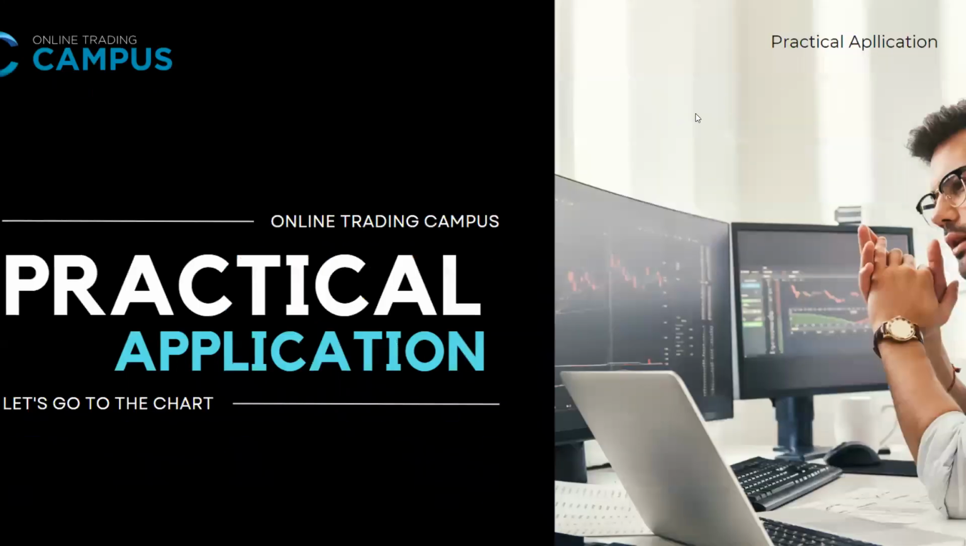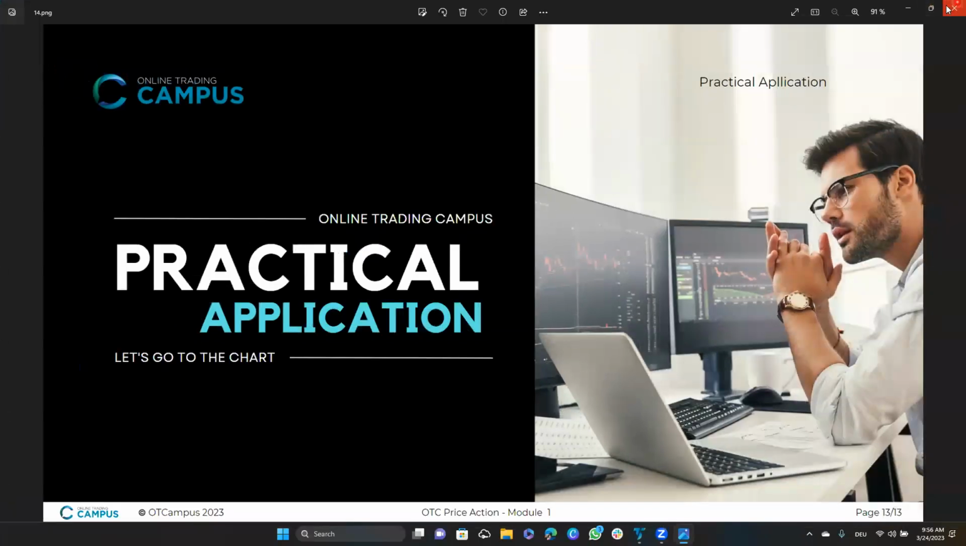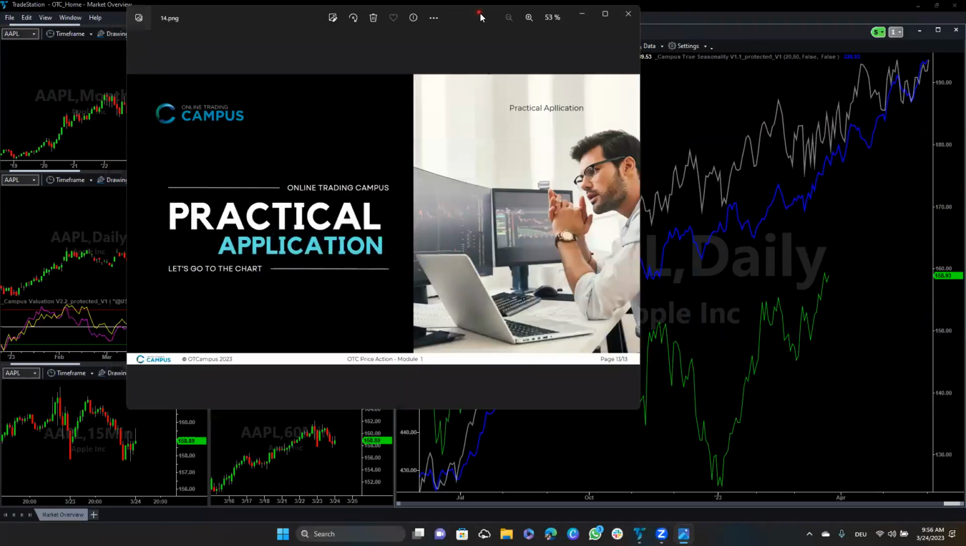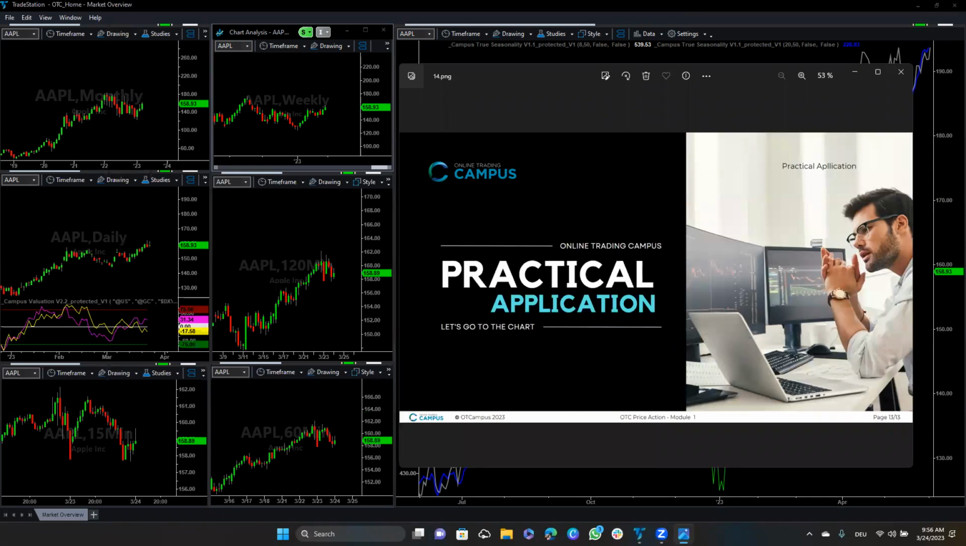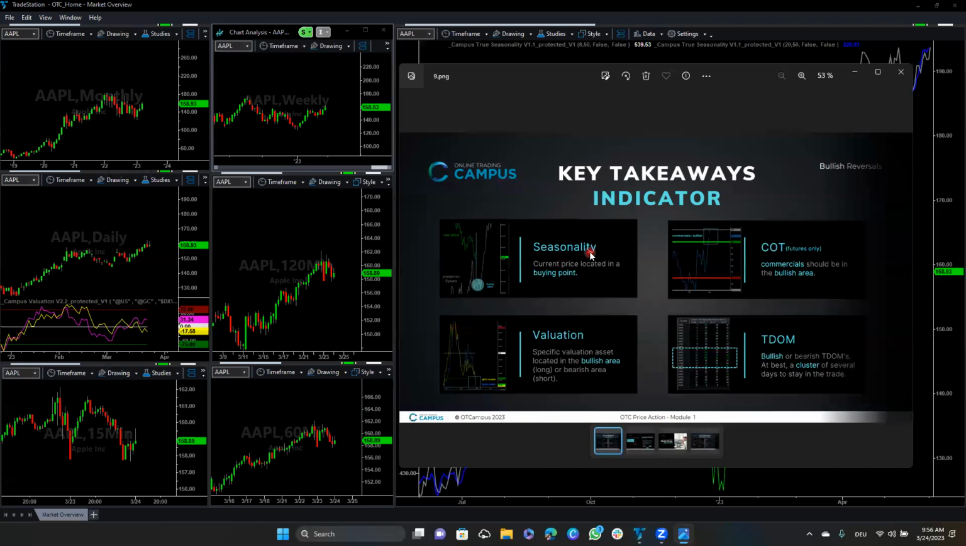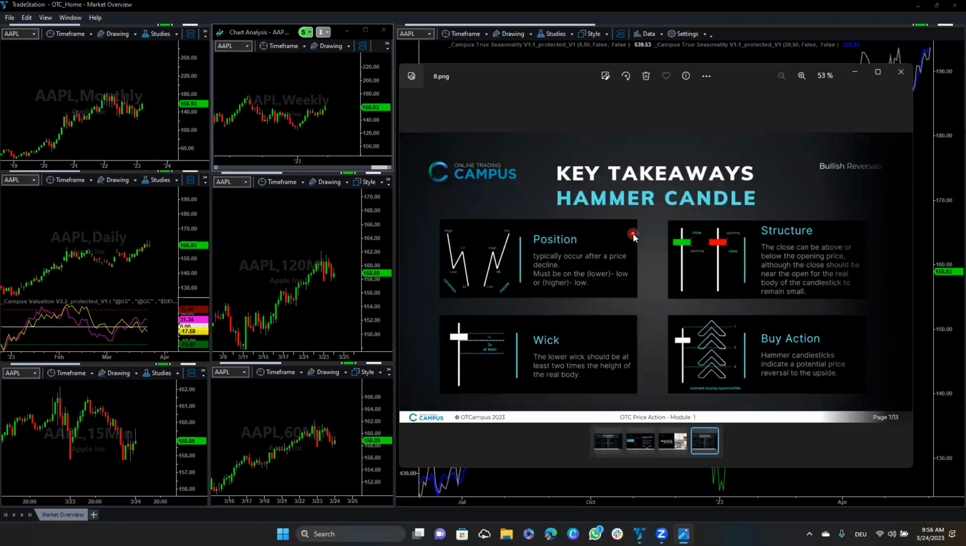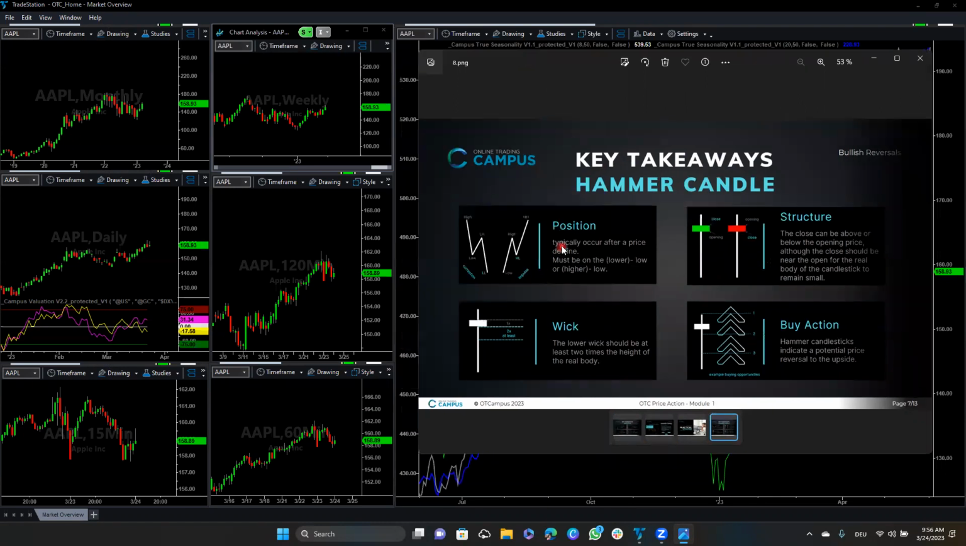Let me make this smaller here. We will go into the chart. First, we will always start with the key takeaways for hammer candles. That means position. We are looking for a hammer candle in a correct position. Okay, let's check here again, guys.